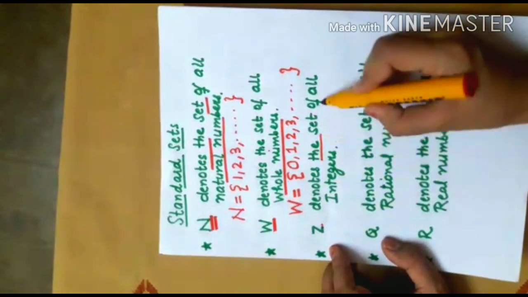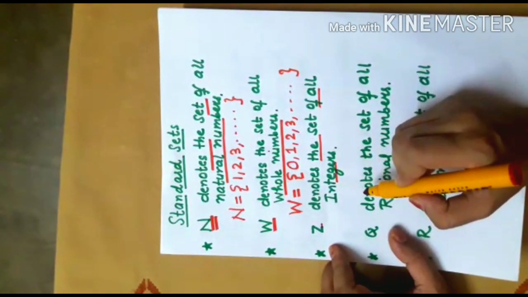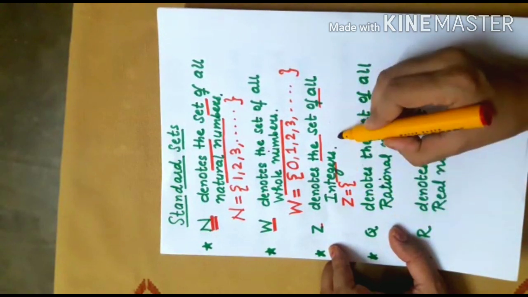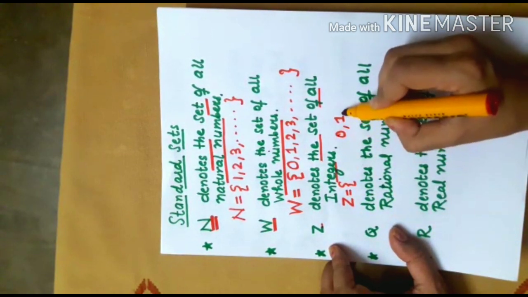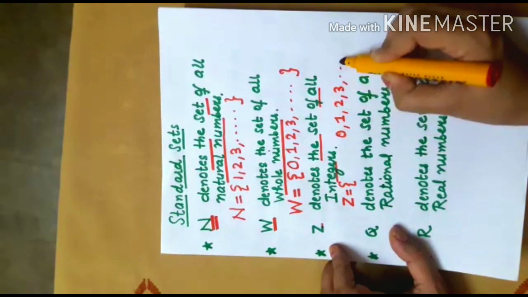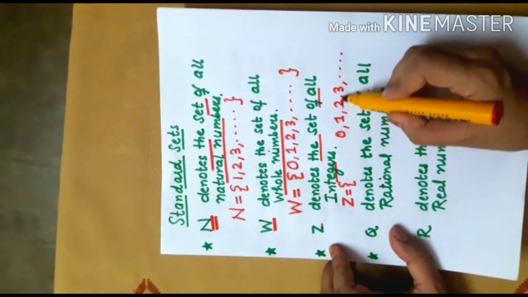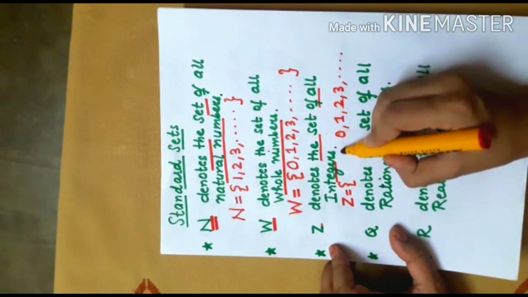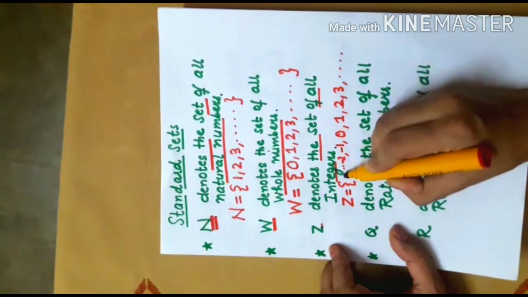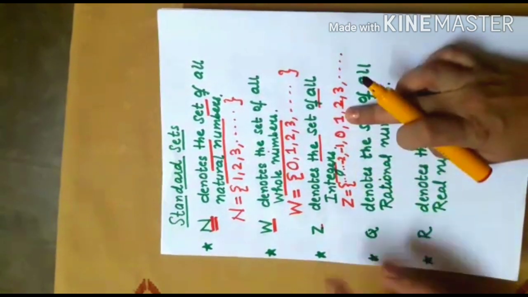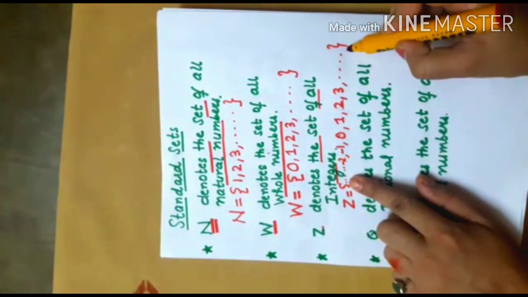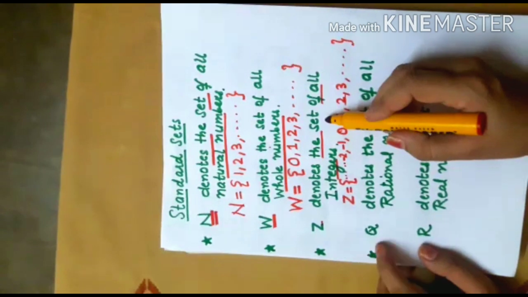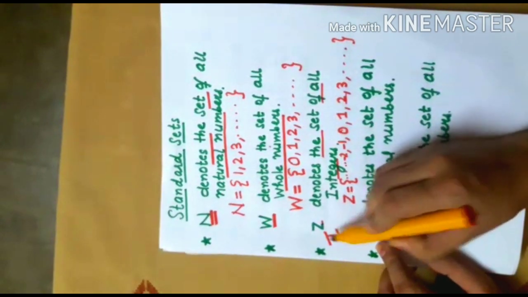Z denotes the set of all integers. That means Z is equal to 0, 1, 2, 3, and so on, natural numbers together with the 0 and the negatives of natural numbers. This is the collection of all integers which is denoted by Z. In some books, the set of all integers is denoted by I also.